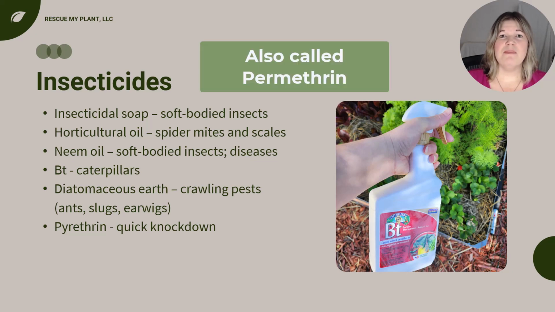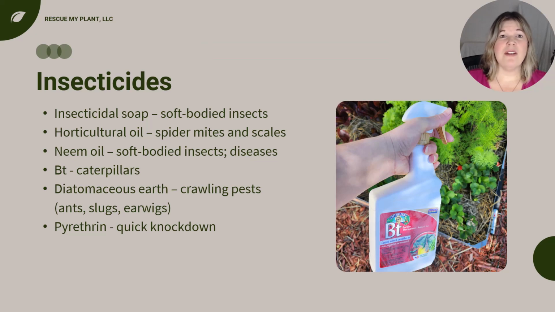Pyrethrin, which is mentioned for trap crops, offers a quick knockdown of pests. It comes from an African chrysanthemum plant. Do not confuse this with pyrethroid, which is synthetic, has a long residual, and is not environmentally friendly. With all pesticides, make sure you are following the label directions.